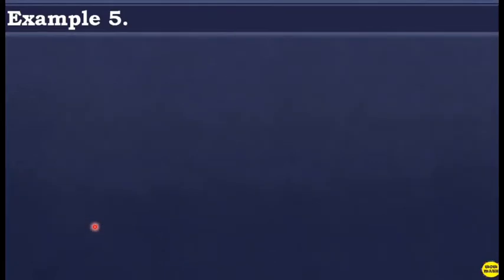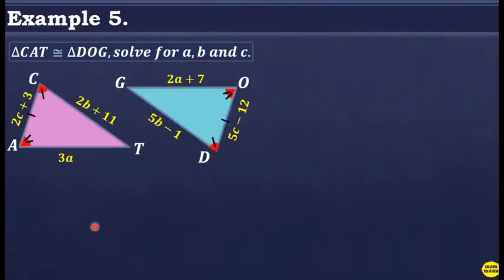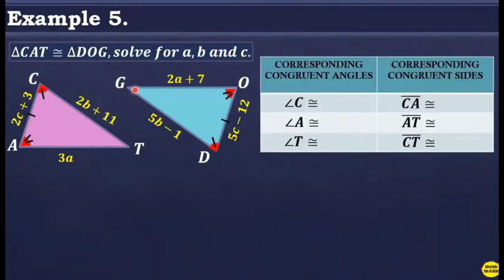Let's have example number 5. I have here triangle CAT is congruent to triangle DOG. Complete the table. What are the corresponding congruent angles and sides? We have angle C is congruent to angle D. Angle A is congruent to angle O. As you can see, it has markings, so we can easily identify the corresponding congruent angles and sides.